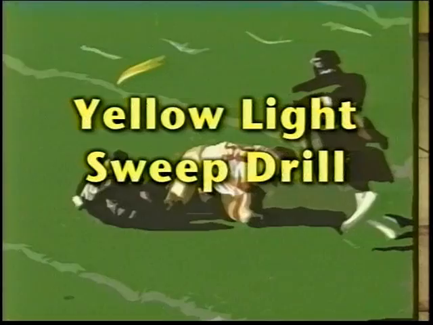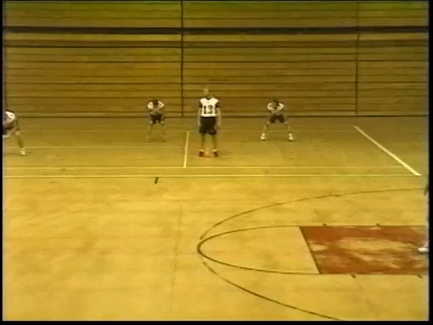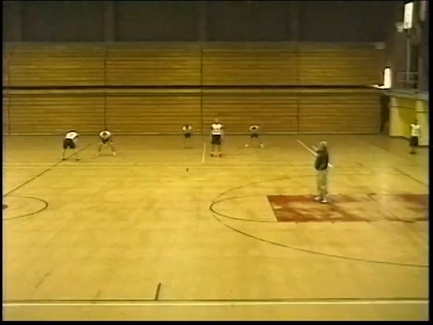The next drill we're going to do is introduce the yellow light concept, or the idea of reading the tight end. In this drill, Jacob's going to step to reach. If he can reach him, we're going to go outside. If he can't, the fullback is going to see his butt. He's going to cut it up.